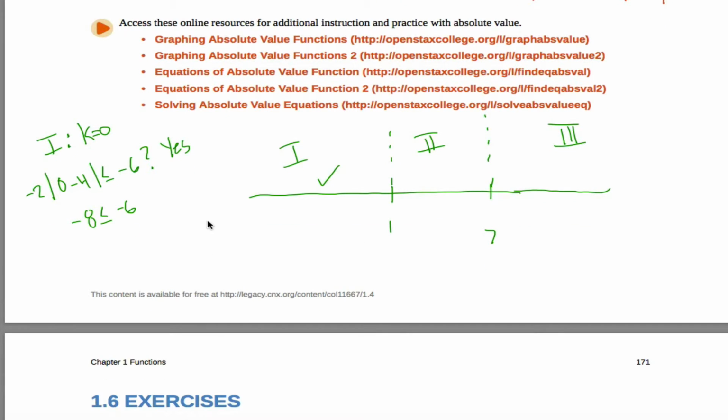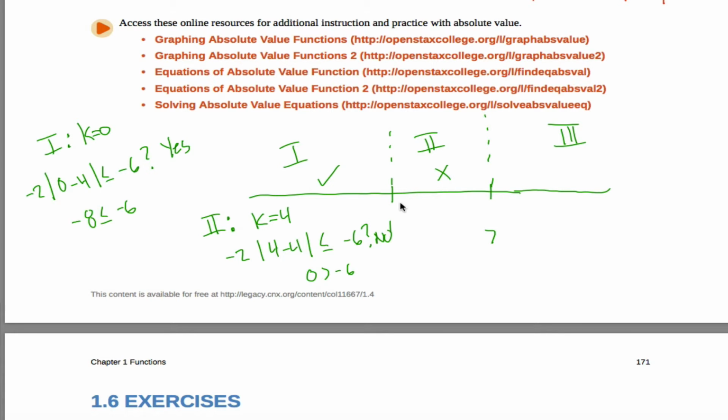Let's test region 2. Pick any number between 1 and 7. Pick some weird fraction or decimal if you feel like it. I don't feel like it. I'm going to pick 4. Let's see what happens. -2 times the absolute value of 4 minus 4. Is that less than or equal to -6? No, it's not, because this is 0. Absolute value of 0 is 0. 0 times anything is 0. 0 is not less than or equal to -6. 0 is actually greater than -6. So these are not solutions. So I don't want region 2 in my solution set.